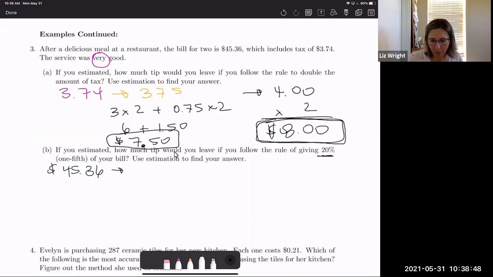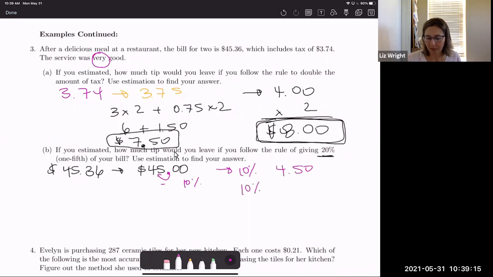So if we've got 45.36, maybe I round that to $45. And then I take 10% of that. Well, 10%, take your decimal and move it one place to the left. And that is finding 10%. And when we move it one place to the left, our 10% is $4.50.